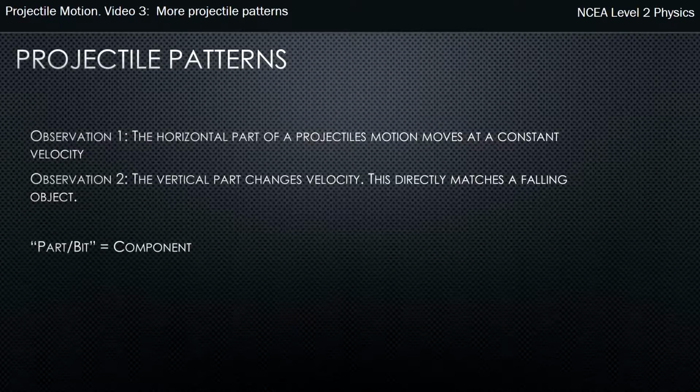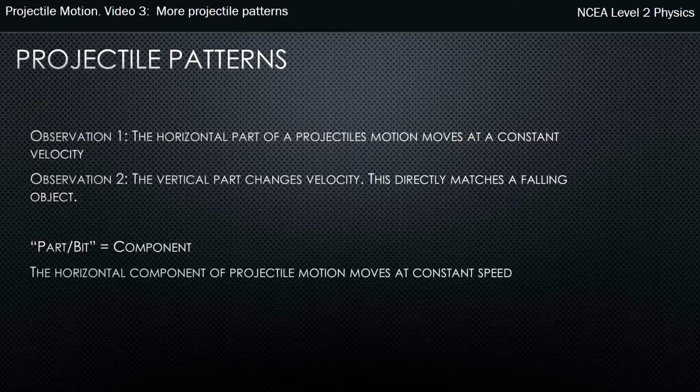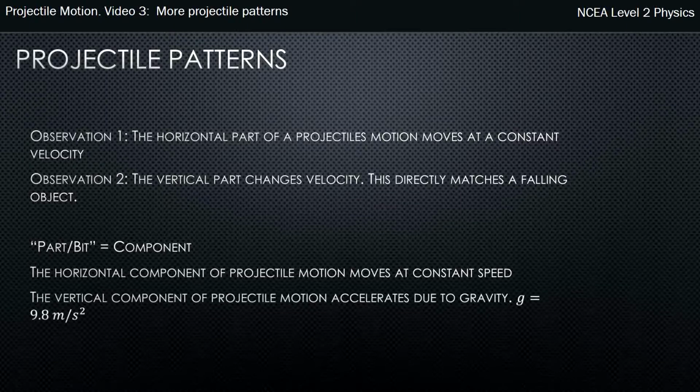So we're going to change the word part or bit, the horizontal part or horizontal bit of the velocity, and we're going to call that component. So the two rules of projectile motion we have, and this is basically all of projectile motion, the rest is just adding maths to these rules. The first is that the horizontal component of a projectile motion moves at a constant speed. That's the horizontal part, which was observation one. And the second is that the vertical component of the projectile motion accelerates downwards due to gravity, and we know gravity, g equals 9.8 meters per second squared.